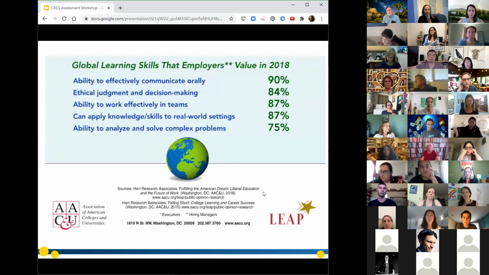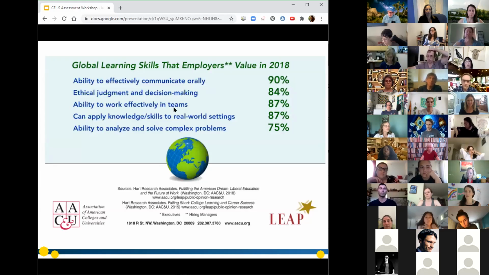In a national survey of employers put out by the Association of American Colleges and Universities, 90% of employers want their employees to communicate orally and effectively, to make ethical judgments and decisions, to work effectively in teams, to apply knowledge to real world settings, and to analyze and solve complex problems. So think about your own skills that you're focusing on, and are there any skills you want to integrate in this remote world that are valued by people outside of academia?